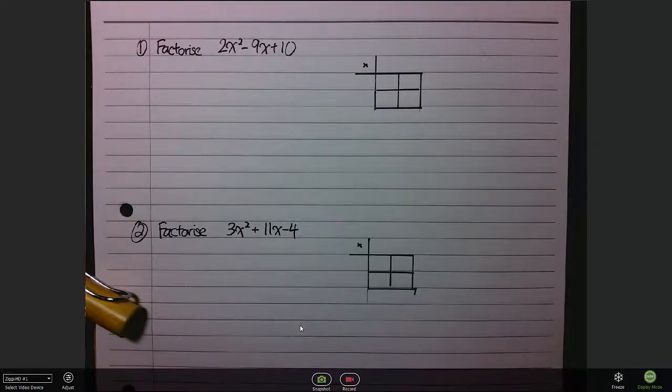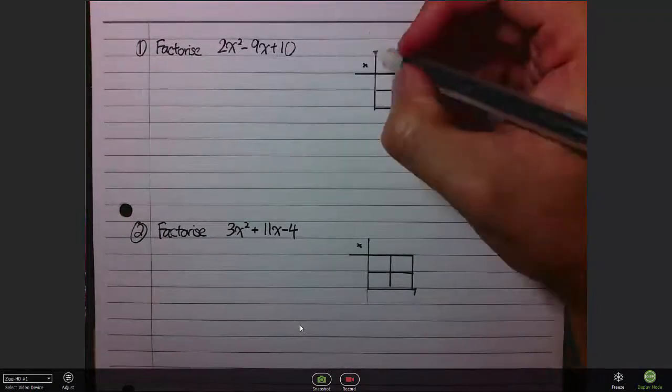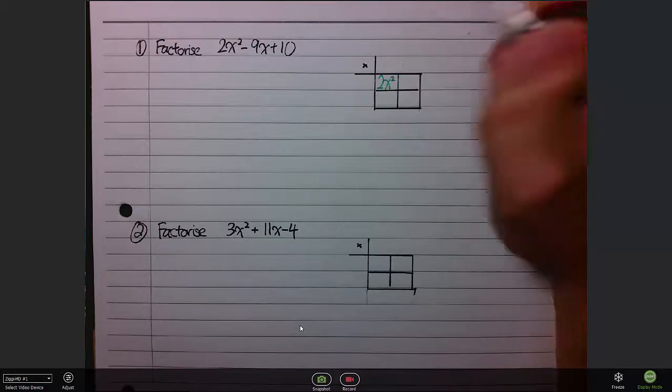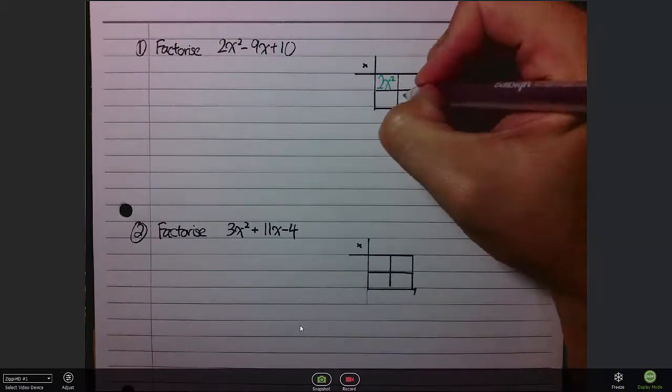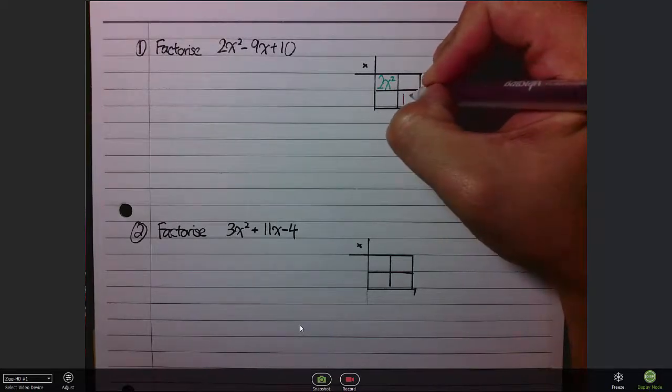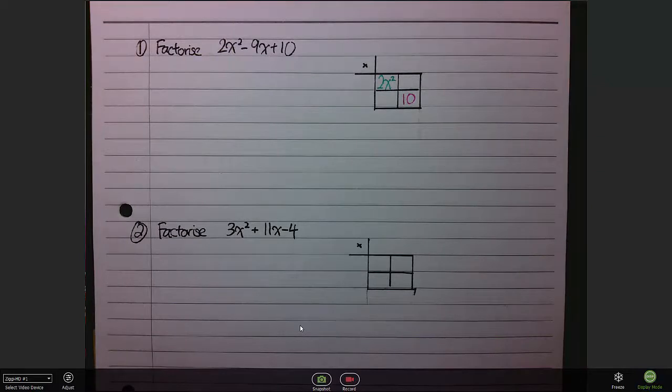Okay, today we carry on with more examples from chapter 2.3 on factorization of quadratic expressions. Today I present to you these first two questions out of 4. So let's get started. As we have done in the previous videos, I write down 2x squared here and write 10 down here. Alright, 2x squared and 10.